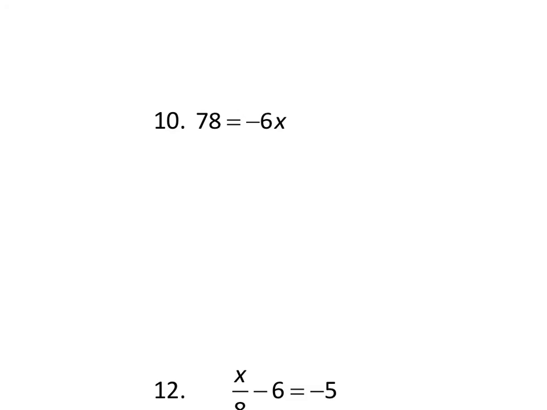Number 10 is we want to divide by -6. Divide by -6 to get that x by itself. Don't forget that that means multiply, so the opposite would be to divide. We can cancel that -6, and this is going to be a negative answer, because a positive and a negative make a negative, -13.